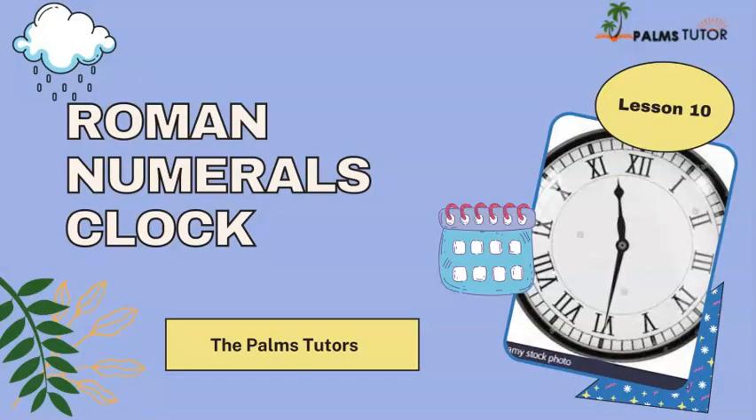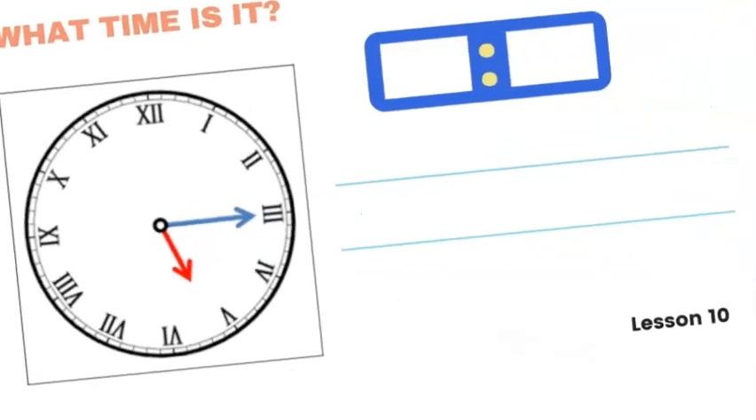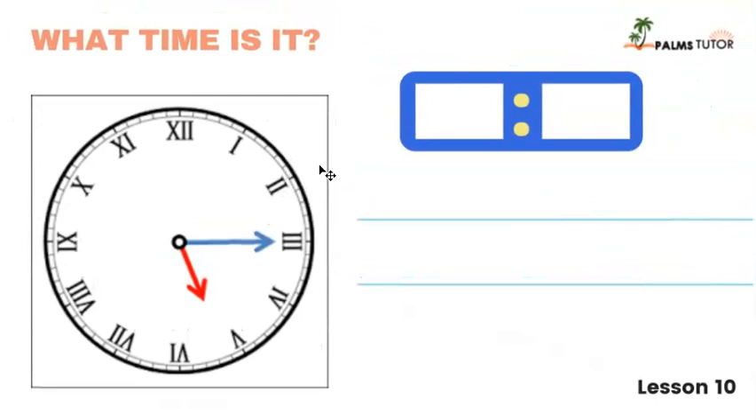Yippee! It's lesson 10. So today we'll look at telling the time, but this time around we use the Roman numerals clock, right? Same thing, it's just the same principle, but this time around we just have to figure out what these letters mean. Yes, and I want to believe that by now you know what these numbers mean, but I will go through it quickly.